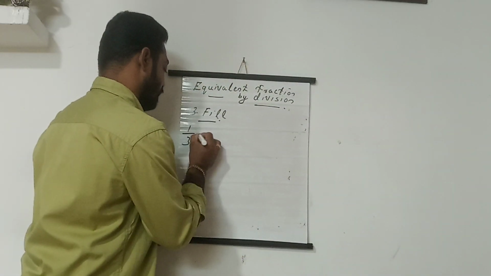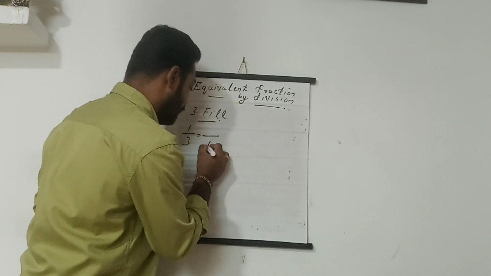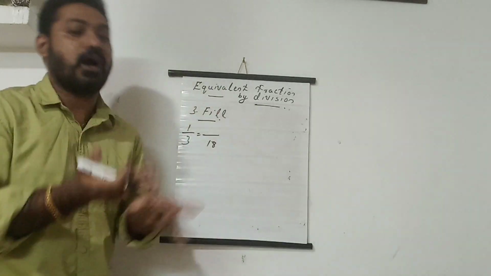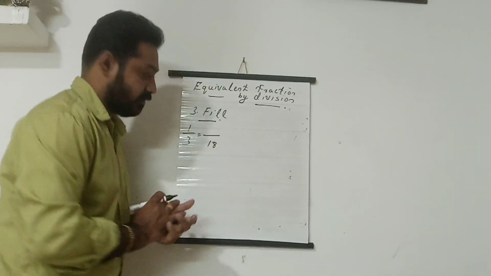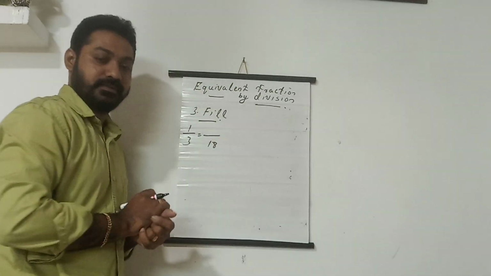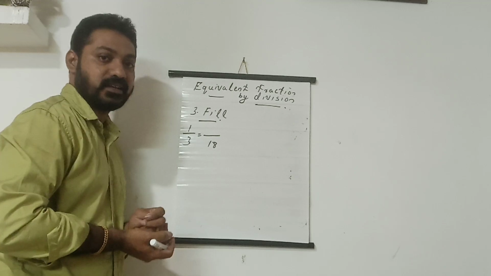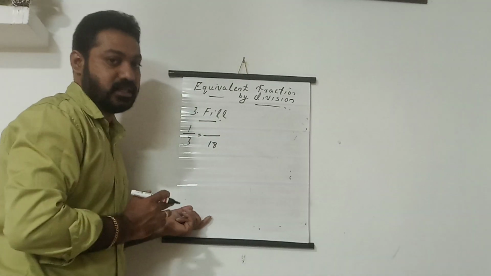1 by 3. Here down it is what? 18. So here you have to think, 1 by 3, denominator 3 becomes 18. And what will be here? How can we get this answer? This is an equivalent fraction. 1 by 3 is equal to dash by 18.